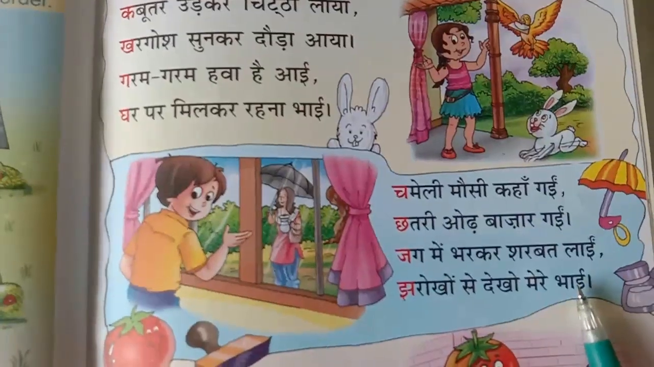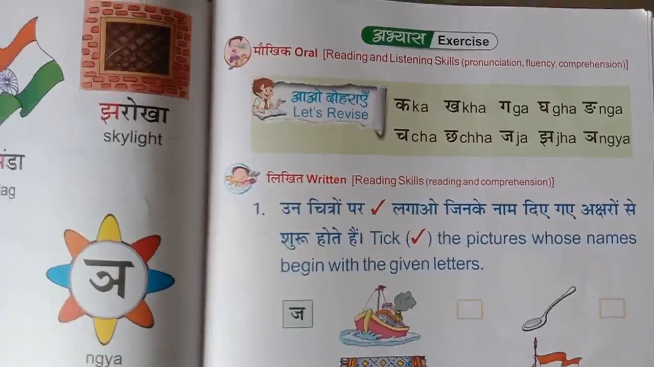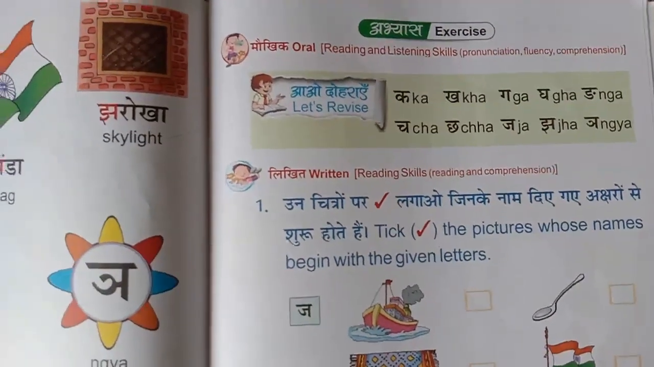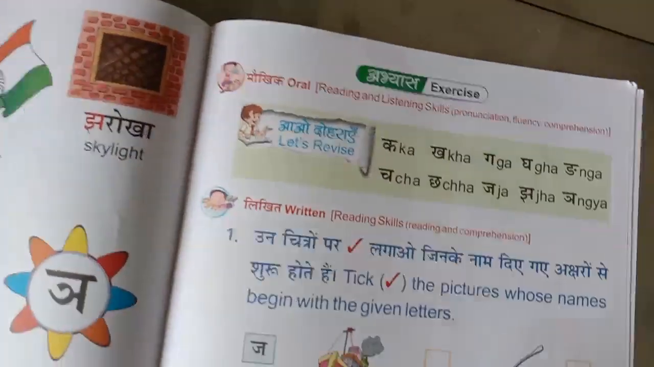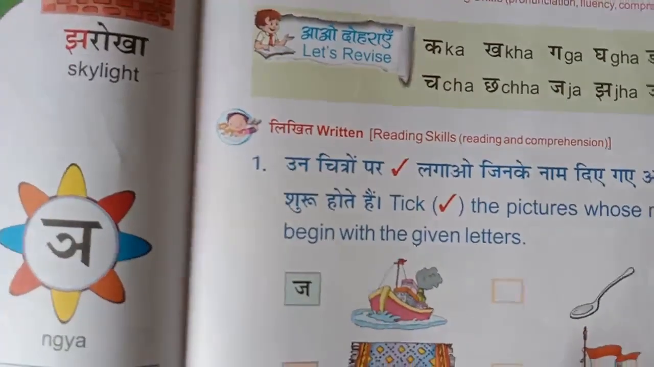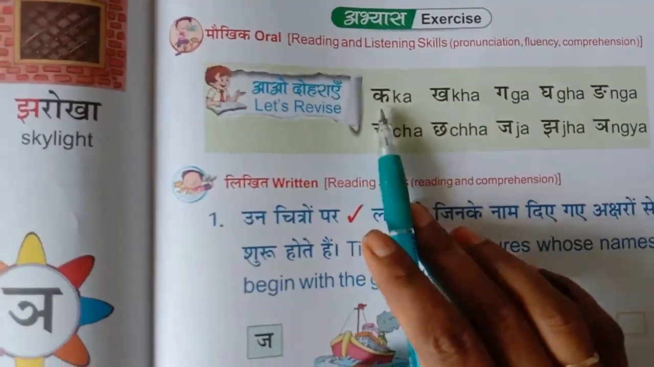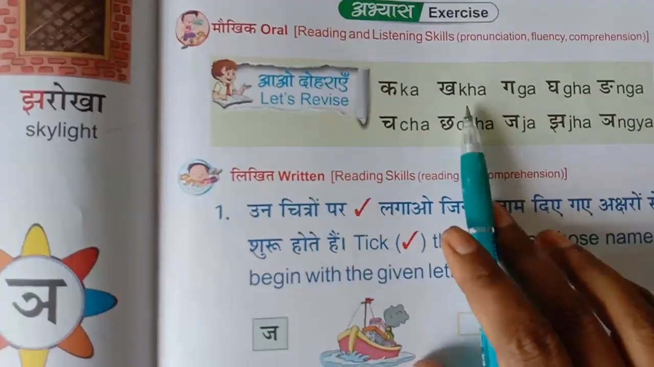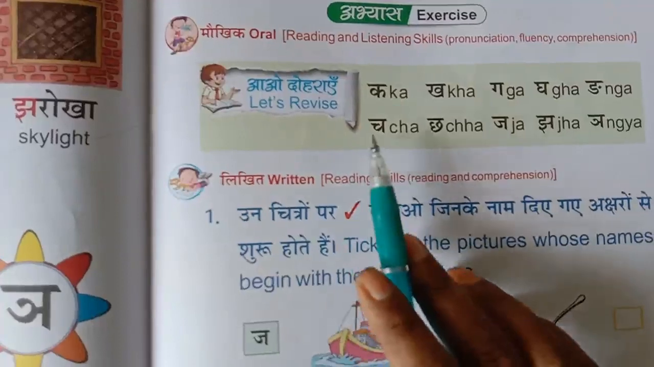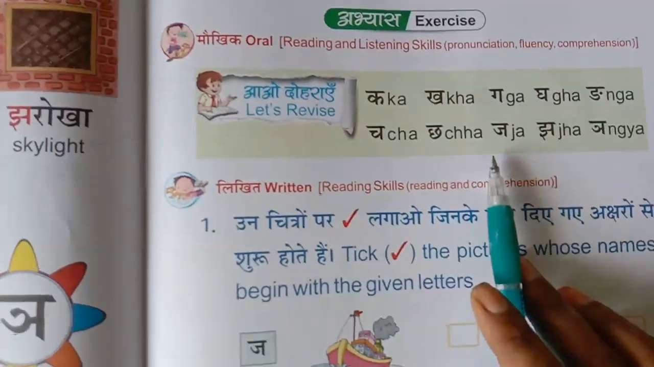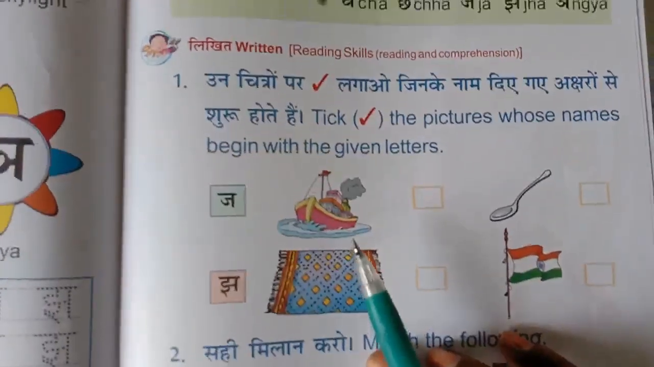Okay, right, children? Clear? You have to try, children. Now our abhyas. Shall we do it? Yes. First line, once again recall that: ka, kha, gha, gha, nga. Cha, cha, jha, jha, nya. Right? The next one.